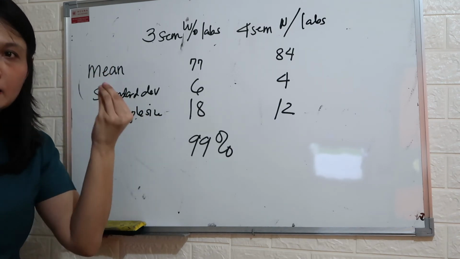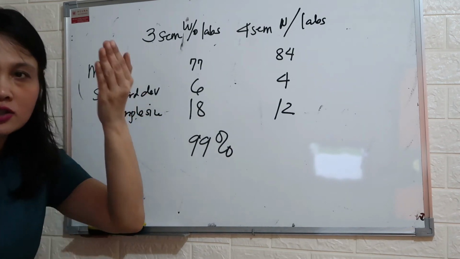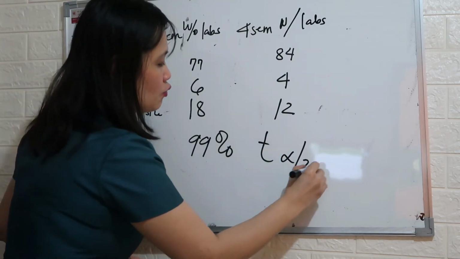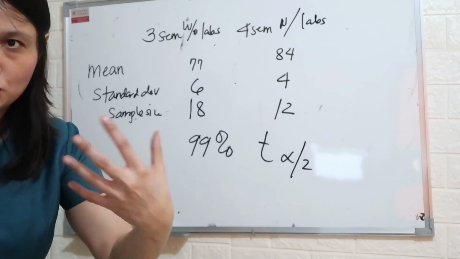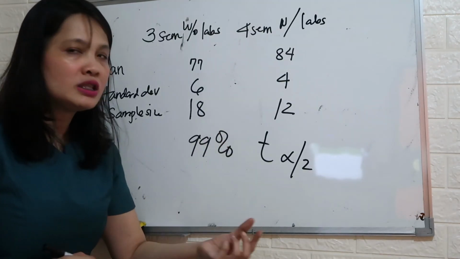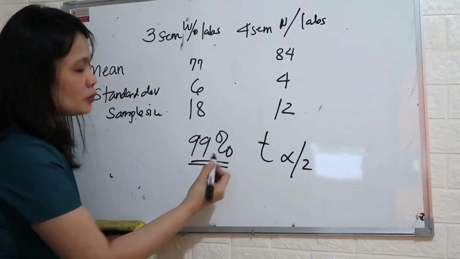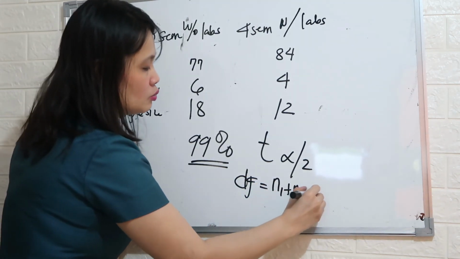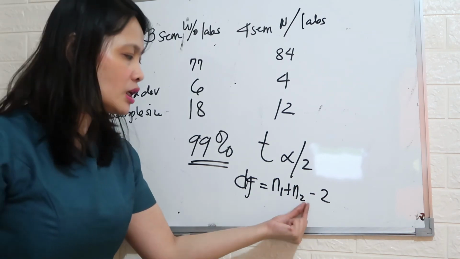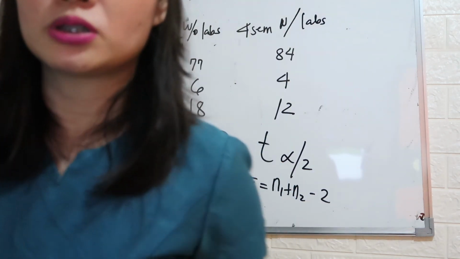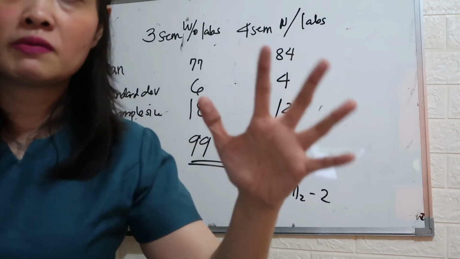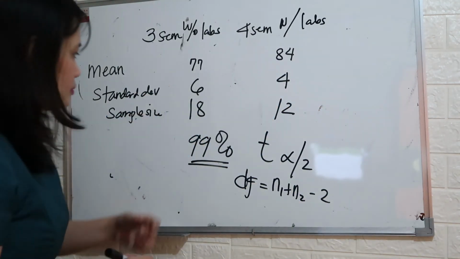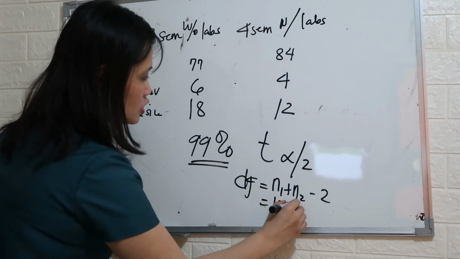How do we solve for the 99% confidence? Since the sample size is less than 30, we will be using t alpha over 2. Now, how do we determine the t alpha over 2? For 99%, DF is equal to n sub 1 plus n sub 2 minus 2. Why is it n sub 1 plus n sub 2? Because there are two given samples, so we take both. So what is your DF? DF is 18 plus 12 minus 2.